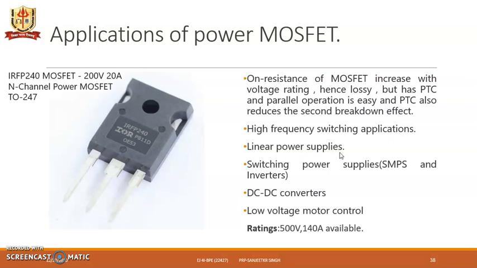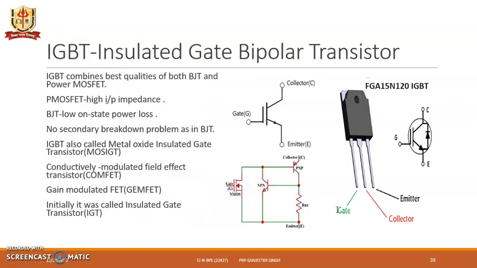Linear power supplies make use of power MOSFET, then switching power supplies like SMPS and inverters, and DC to DC converters make use of power MOSFET, and low voltage motor control will use this power device. The voltage rating and current rating, we find 500 volt and 140 ampere are available in the market. So that was about the power MOSFET.